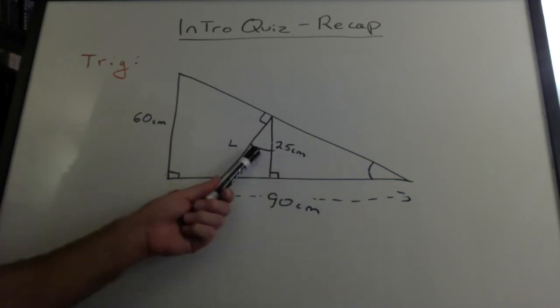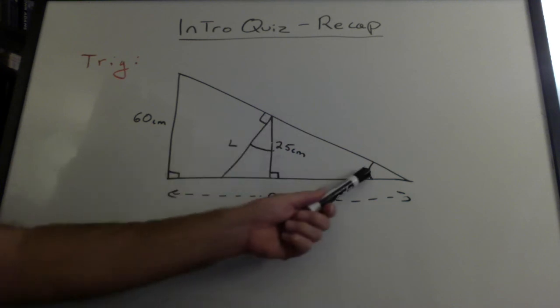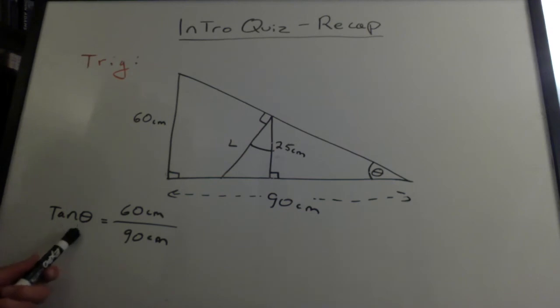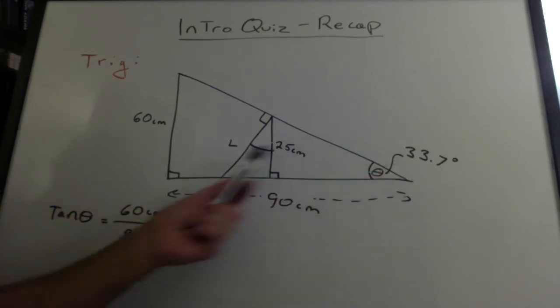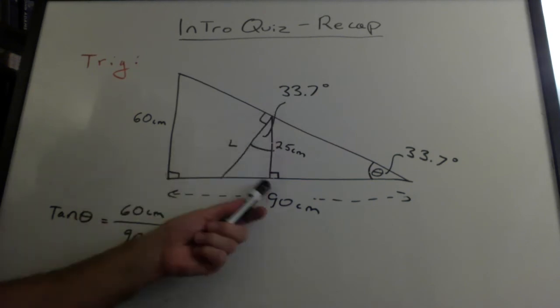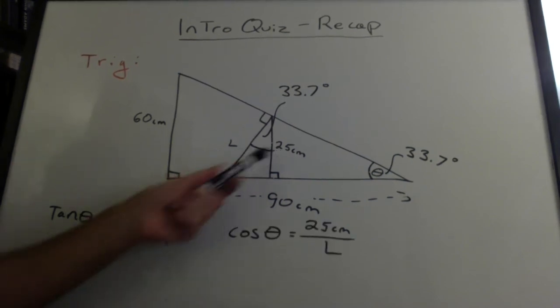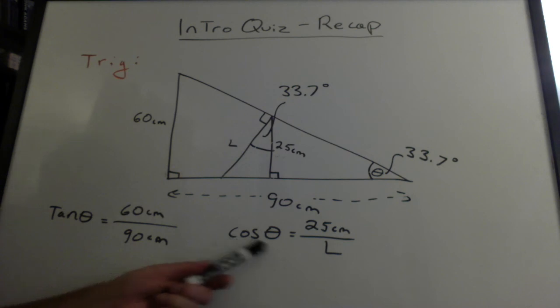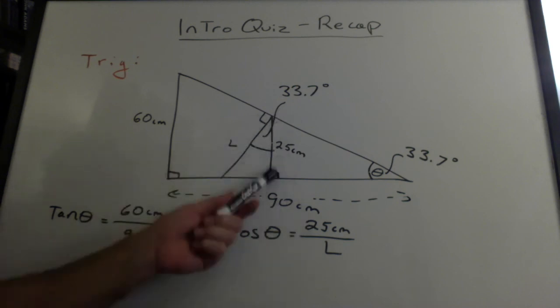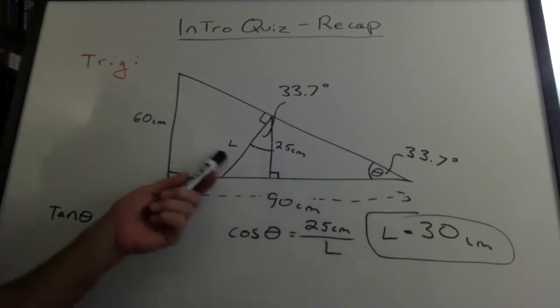So if I can get that angle, I think I can get L from the 25. How do I get that angle? I can use tangent. Opposite over adjacent equals tangent theta. So if that's 33.7 degrees, that's 33.7 degrees. Well, now I have a right triangle and I know what that angle is. 25 is adjacent to the angle. So I'm going to use cosine theta equals 25 centimeters over the hypotenuse. I get 30 centimeters for L.